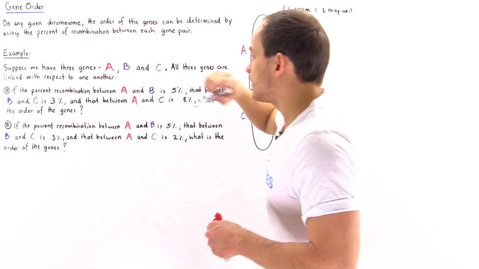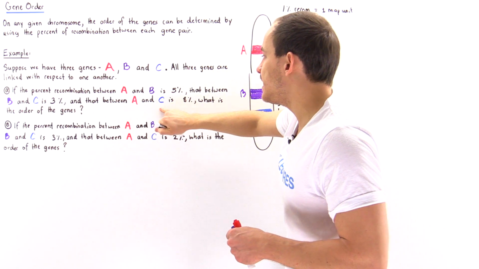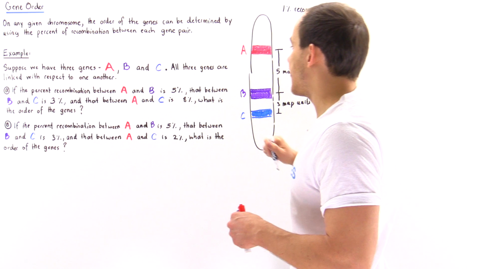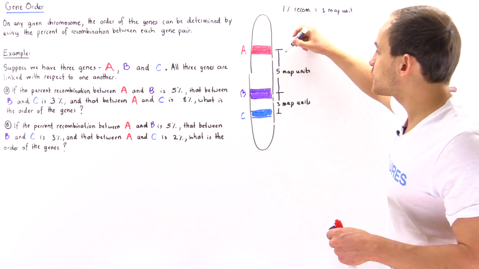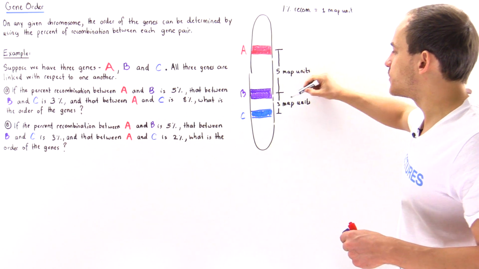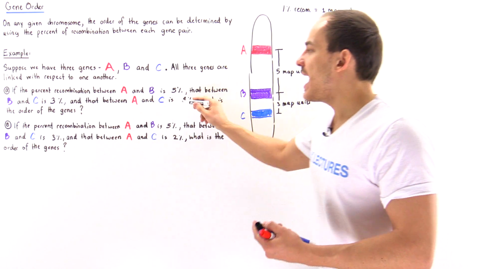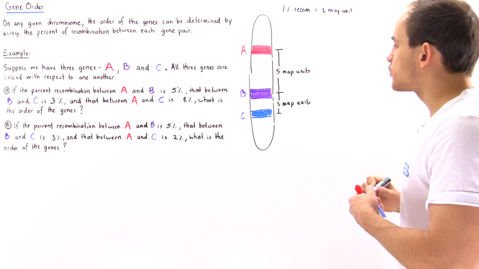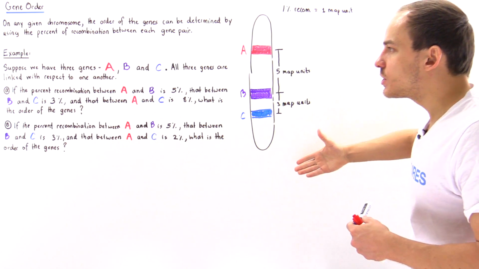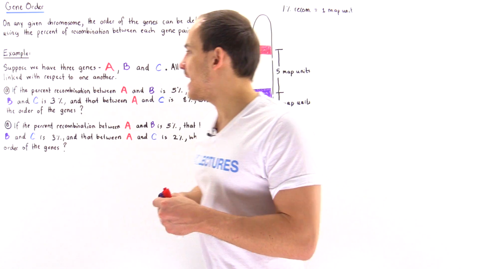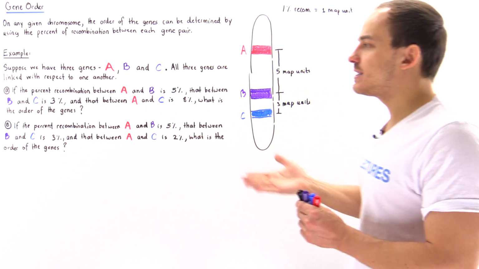The final piece of information tells us that between A and C is 8%, so that's 8 map units. This works out because 5 map units plus 3 map units gives us 8 map units, which is equivalent to 8% recombination. So this is the gene order in this particular case, case A. Now let's move on to case B.